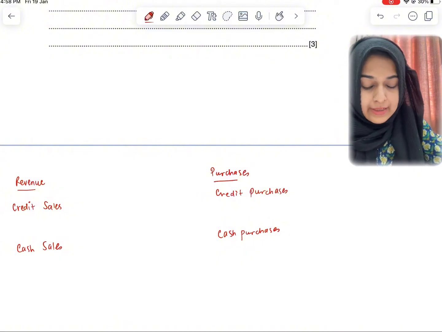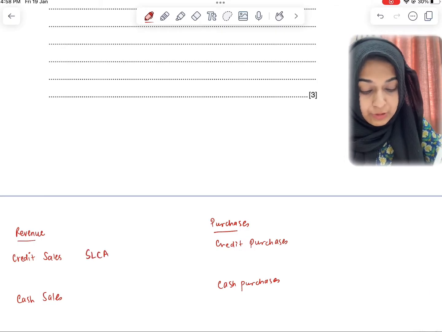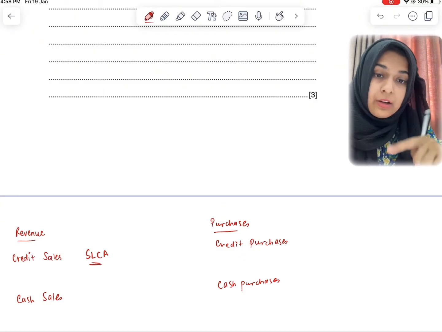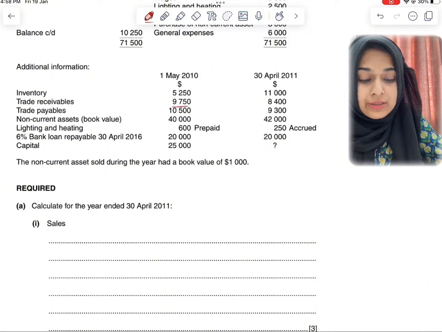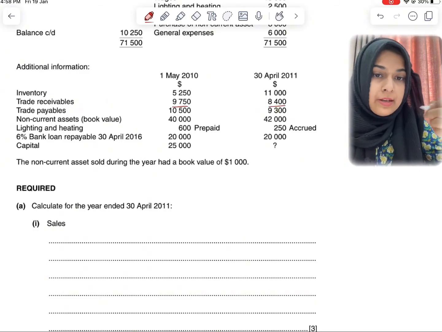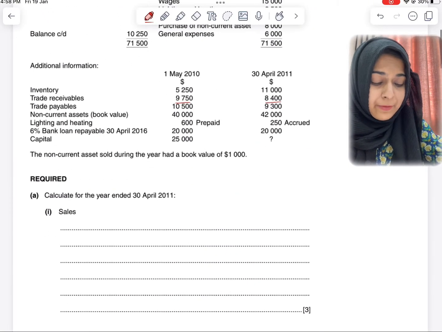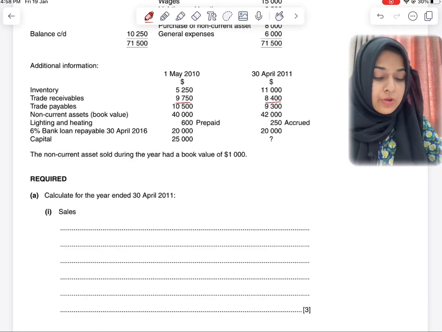To find out credit sales, you need a sales ledger control account, which I call SLCA. If you have studied control accounts, you would be able to use one to find credit sales. A control account has trade receivables at the start, trade receivables at the end, and on the debit side, credit sales are recorded. The control account is always a total of the trade receivables accounts. Whenever trade receivables are increasing, you record that on the debit side, and whenever they are decreasing, on the credit side.